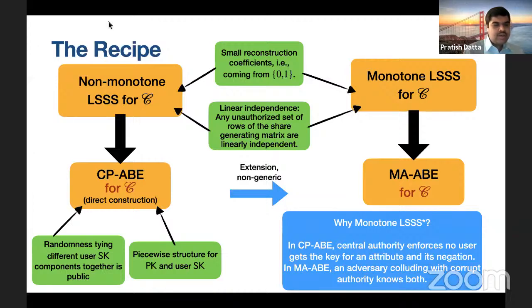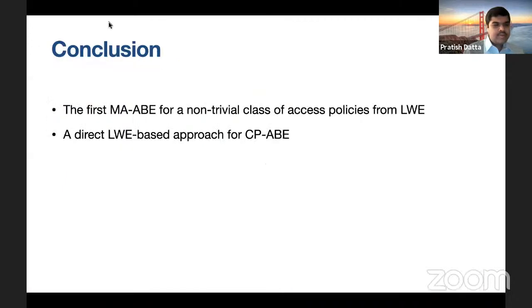So if in future we can get a monotone LSSS with these two properties, for some more advanced policy class such as NC1, then our scheme would be directly translated to supporting NC1 access policies. So in conclusion, we have designed the first MAABE scheme under the LWE assumption for some non-trivial class of access policies, and we also give the first direct construction of a CPABE scheme under the LWE assumption.